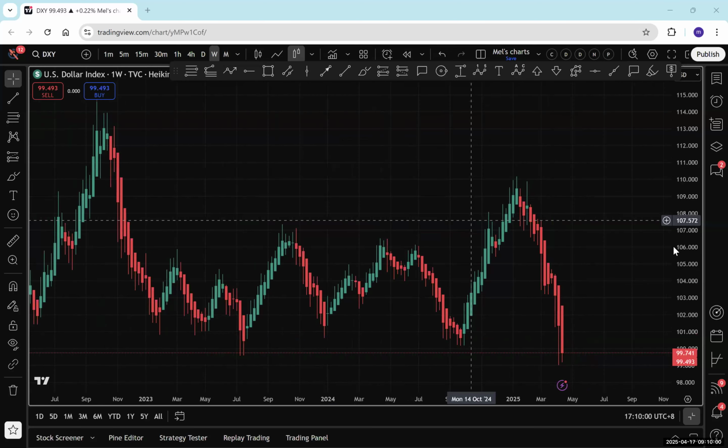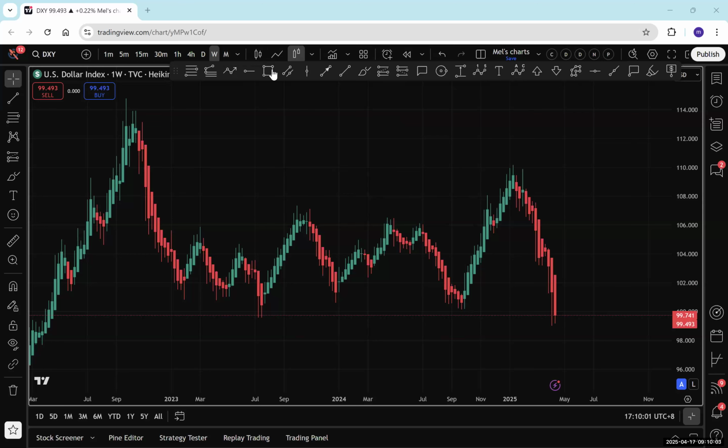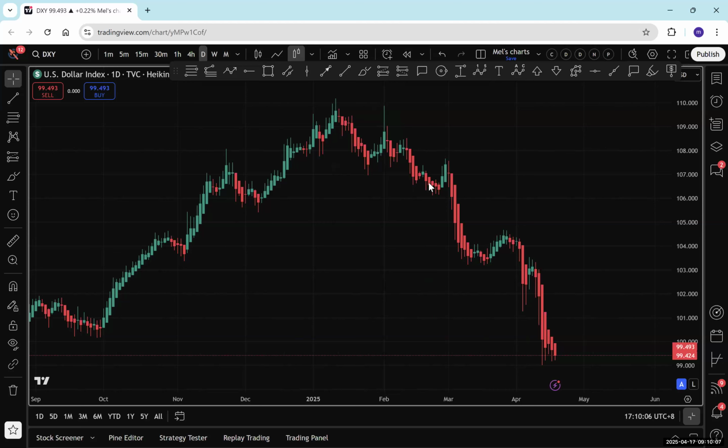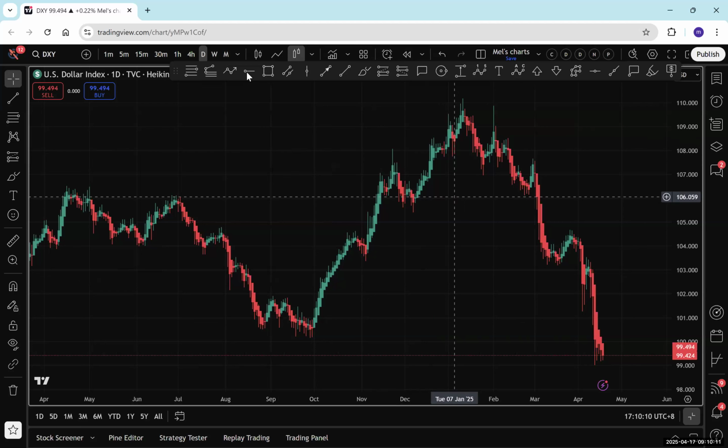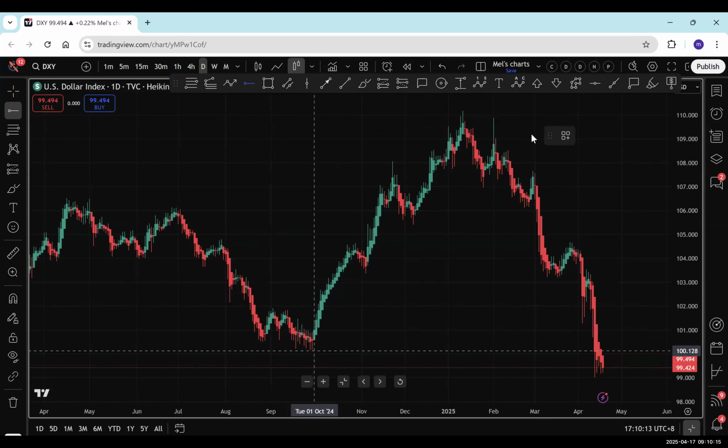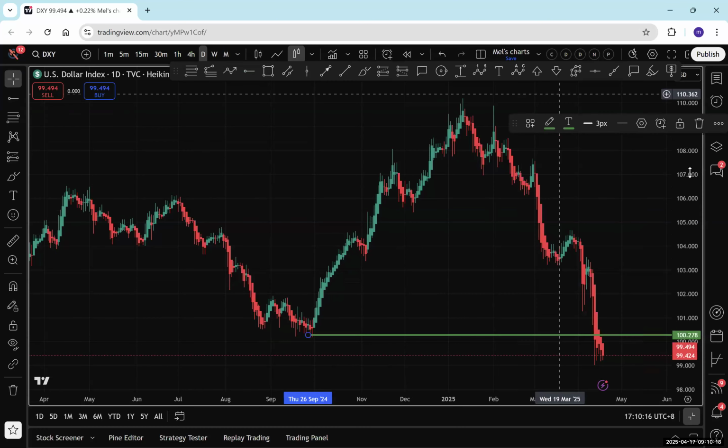On our weekly time frame, on our DXY, you can see prices generally dropping. Now on our daily time frame, prices are dropping as well. Let's go in and place our first resistance and first support levels.